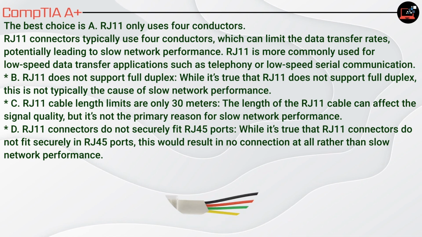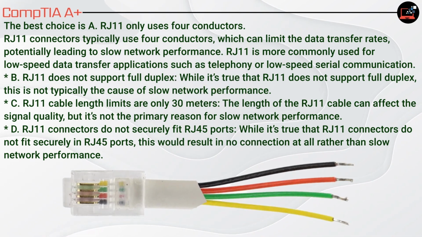The best choice is A. RJ11 only uses 4 conductors. RJ11 connectors typically use 4 conductors, which can limit the data transfer rates, potentially leading to slow network performance. RJ11 is more commonly used for low-speed data transfer applications, such as telephony or low-speed serial communication.